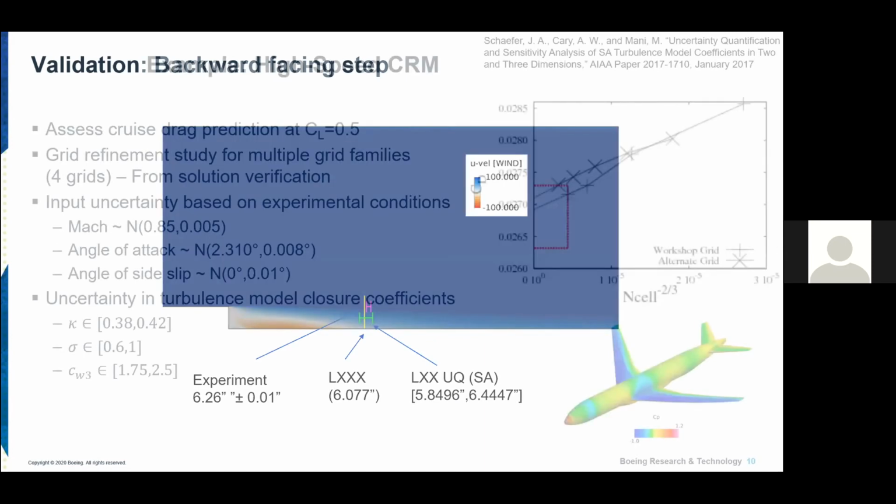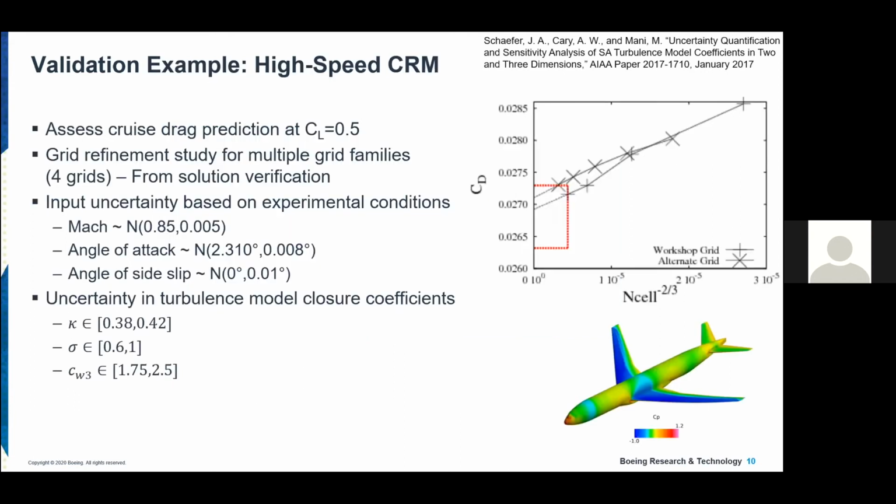As a final example, I want to look at the high-speed CRM. This is actually the configuration used for the Drag Prediction Workshop, and we've assessed the cruise drag specifically at a lift coefficient of 0.5. We've run both the workshop family of grids and some alternate families of grids. This is the sequence of work that we did to get our solution verification, and that gave us an estimate of the numerical discretization error.